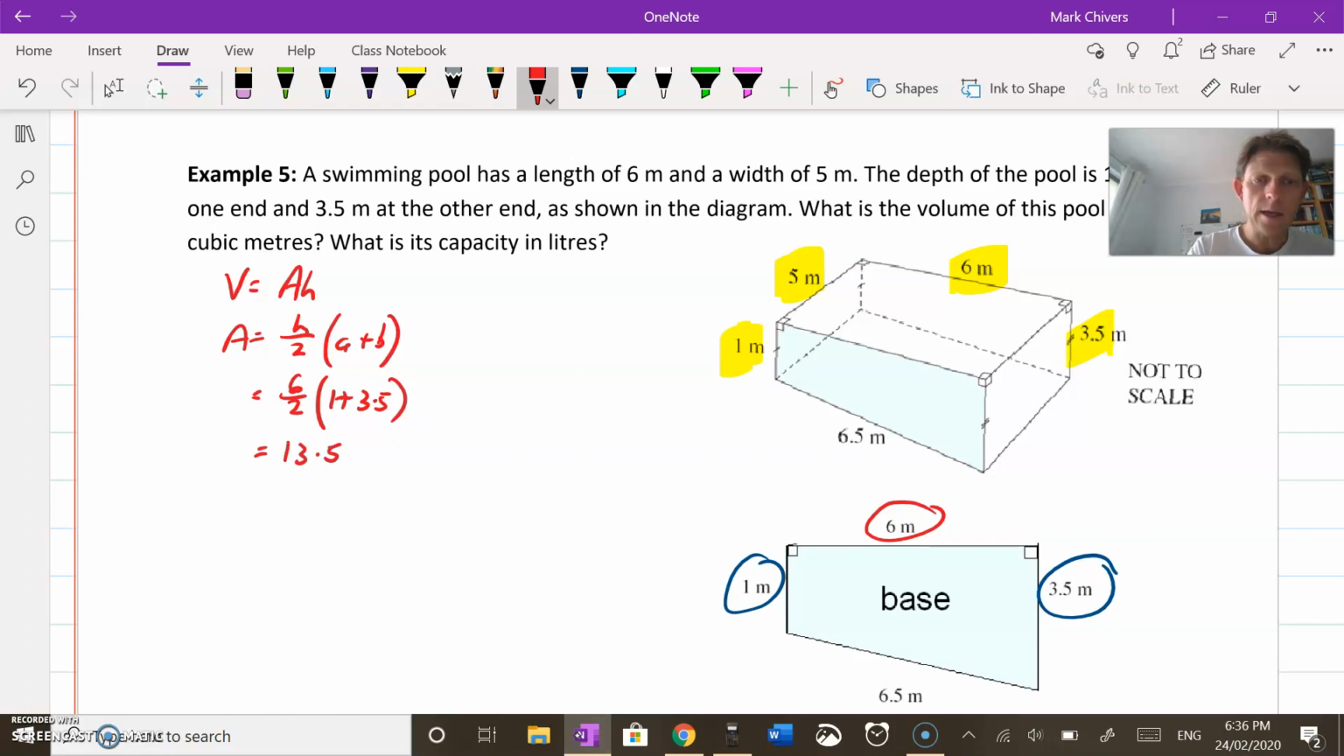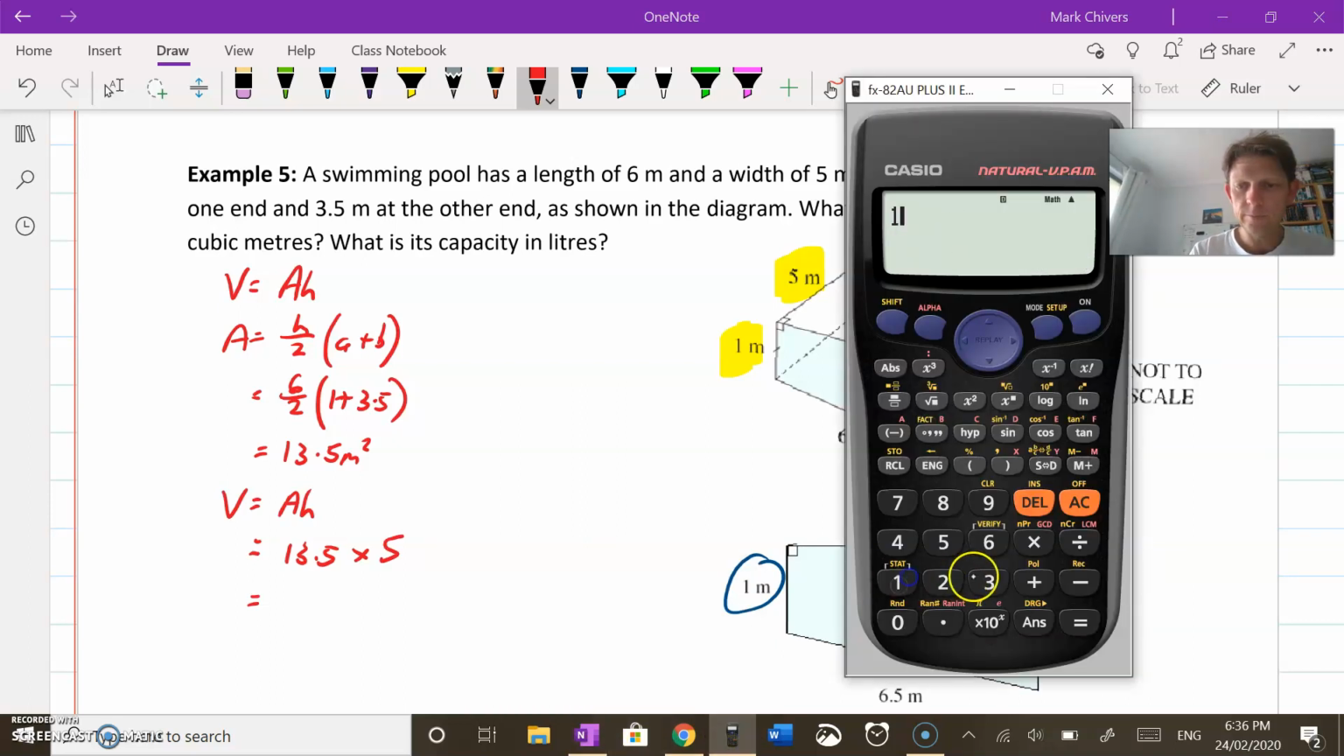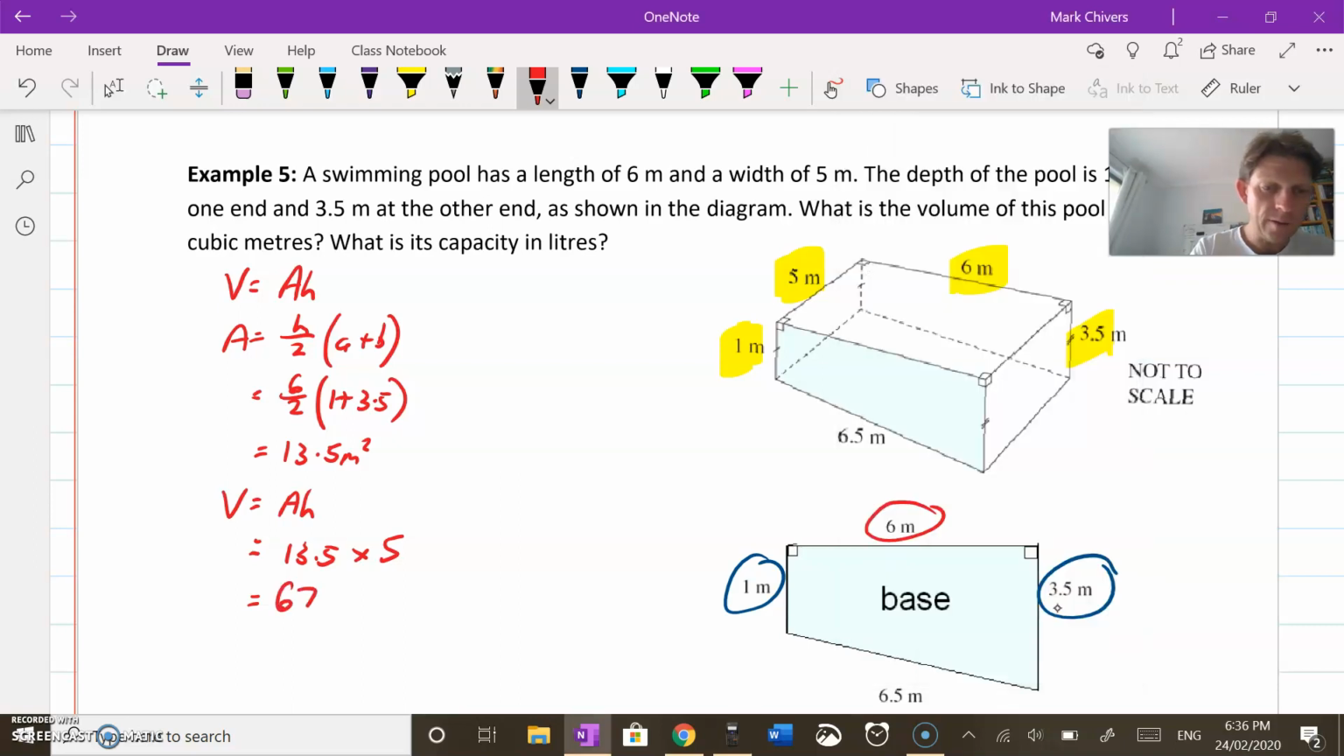So that's in meters squared. But of course, we then need to find the volume, which is that area times the height. In this case, that's going to be 13.5, and the height is actually going to be the width of the pool in this case, if we're thinking about that side as the base. So that's going to be 5. So 13.5 times by 5 is going to give us 67.5 meters cubed.